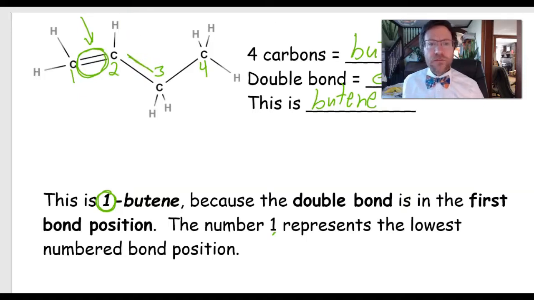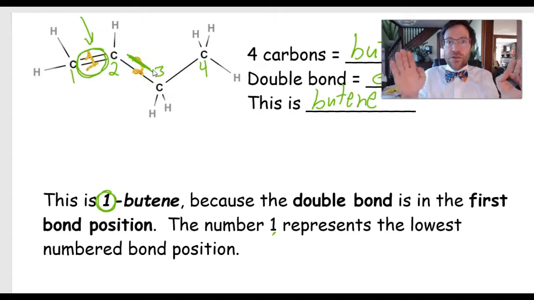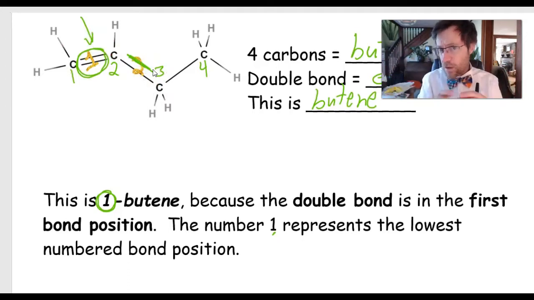So let me get a different color here. Let's go gold, a sparkle gold. This is bond position 1. This is bond position 2. So if our double bond was here in bond position 2, it would be a little more stable. So at the end, very, very reactive, very, very unstable. If it's in the middle, it's a little more stable. So the closer to the middle these double and triple bonds get, the more stable your molecule can be.